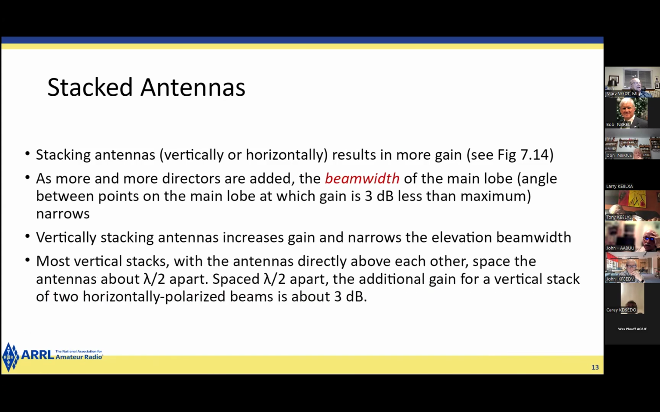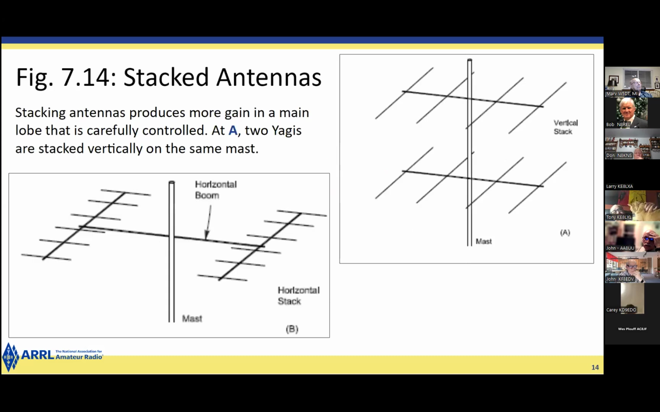Most vertical stacks, with the antennas directly above each other, space the antennas about a half wavelength apart. Spaced a half wavelength apart, the additional gain for a vertical stack of 2 horizontally polarized beams is about 3 dB. So here are some stacked antennas. There's a horizontal stack, a vertical stack.